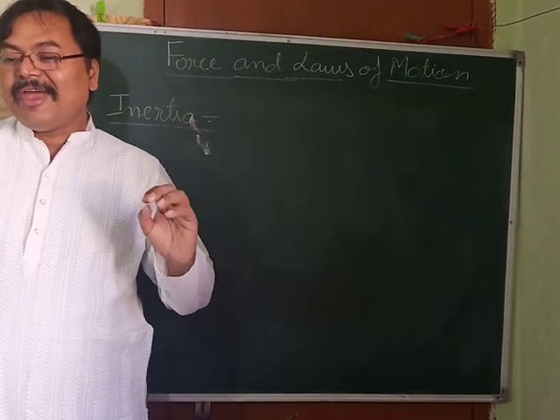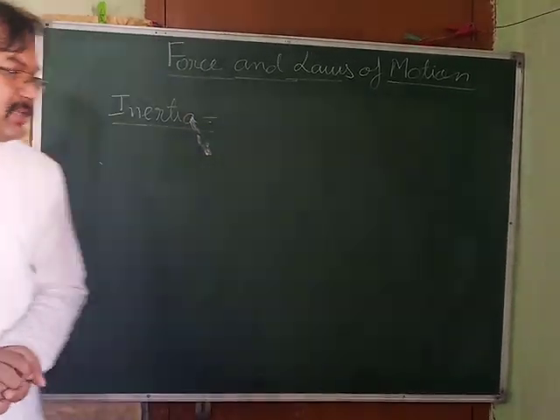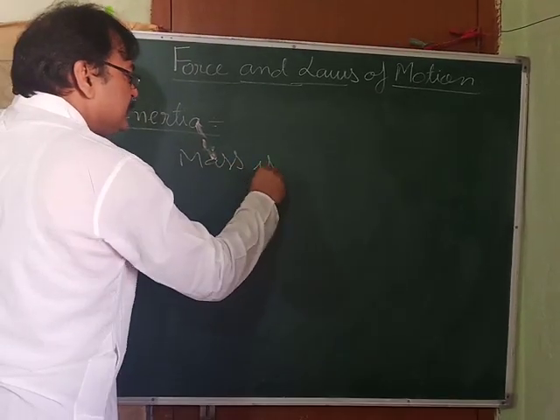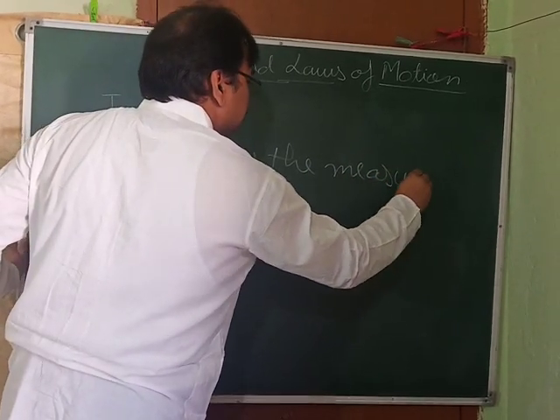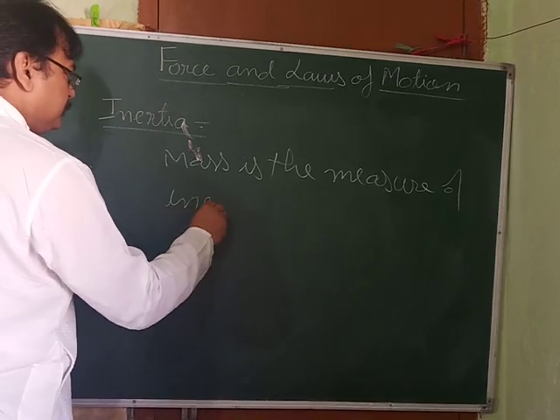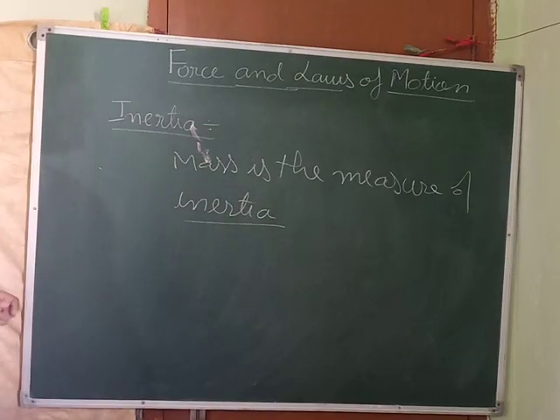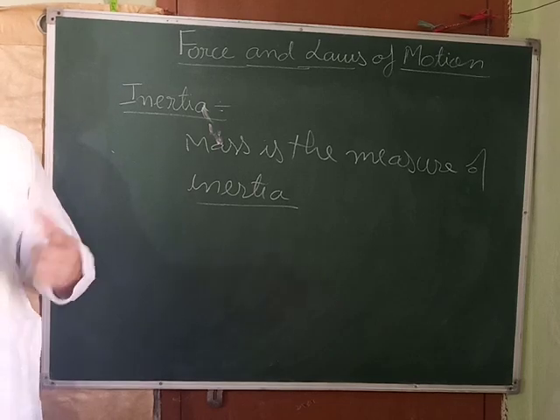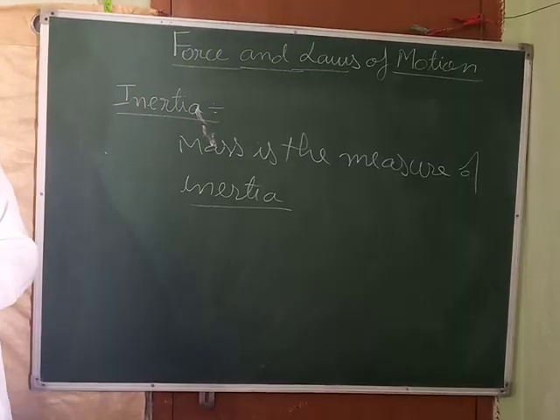What factor decides how much inertia a body will have? So next you can write, mass is the measure of inertia. That means mass is the measurement of inertia. If a body has more mass, then it will have more inertia. If a body has less mass, it will have less inertia.